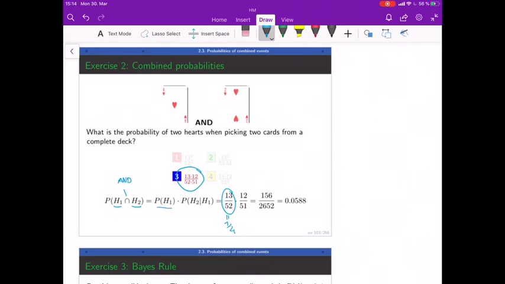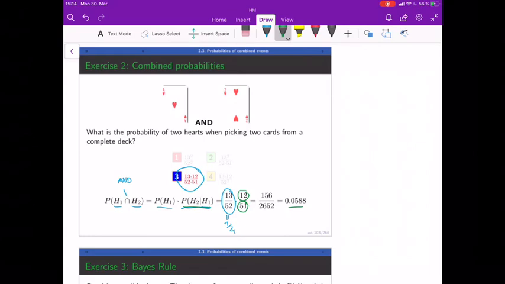Then the probability that we get a second heart when we've already had one changes, because now there's only 51 cards in the deck, and there's only 12 hearts left because we have already chosen one. So this is the second factor, and then it adds up to almost 6%. Excellent, well done.